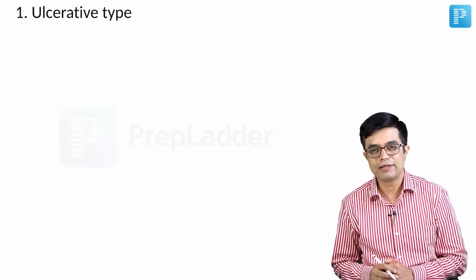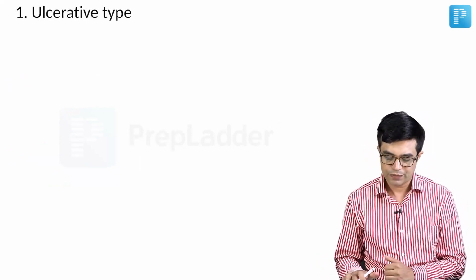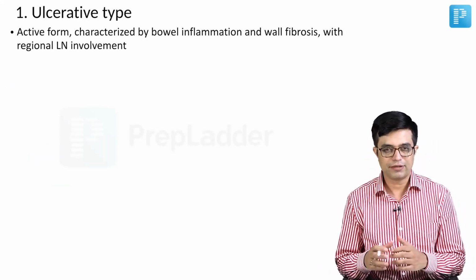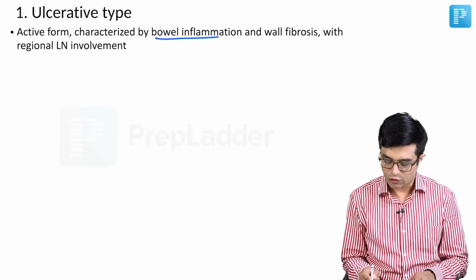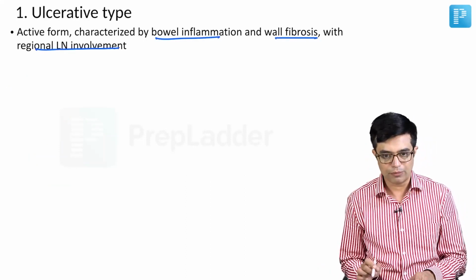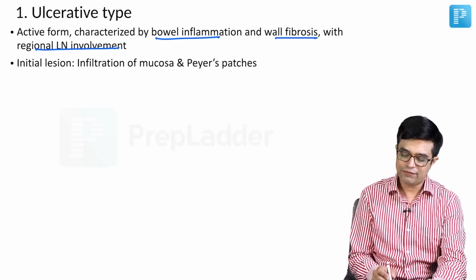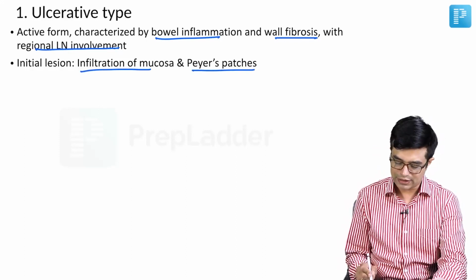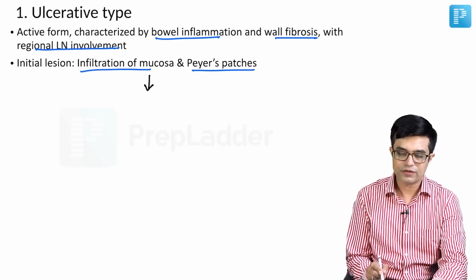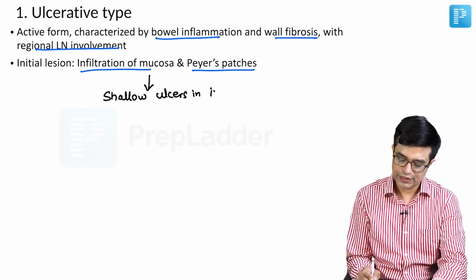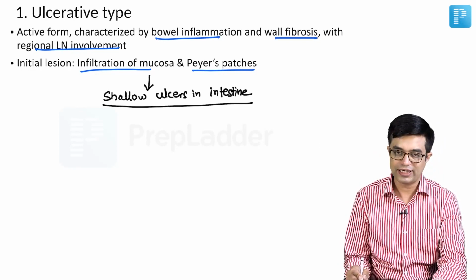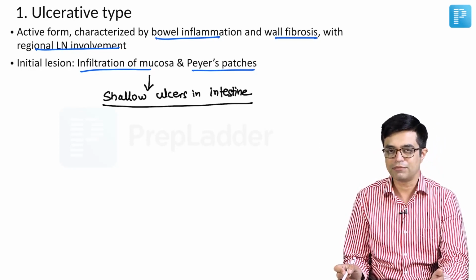First, we have the ulcerative type of intestinal tuberculosis. So, this is the active form. It is a very active and infected form. There is bowel inflammation and wall fibrosis with regional lymph node involvement. Initially, it begins as infiltration of the mucosa and Peyer's patches. Quickly, this evolves into shallow ulcers in the intestine. Mostly intestinal ulcers occur in small intestine, but they can also be seen sometimes in the large intestine.